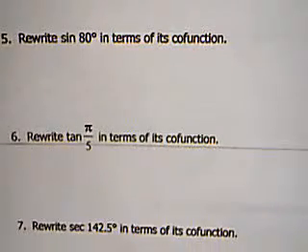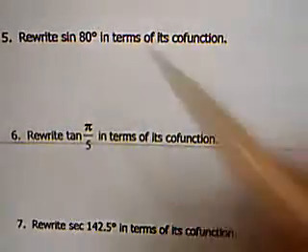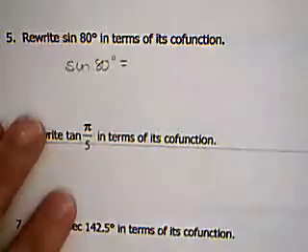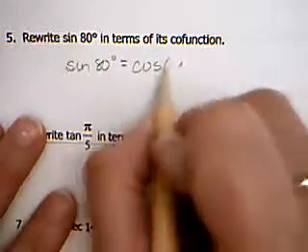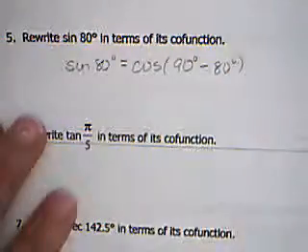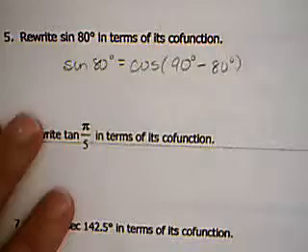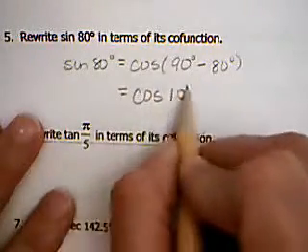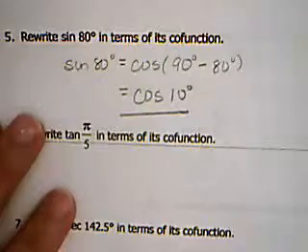Okay, number 5 says rewrite sine of 80 degrees in terms of its cofunction. Okay, you've got to remember, what's the cofunction of sine? Well, it's cosine. So I can use the cofunction identity to say that the sine of 80 degrees is equal to the cosine of 90 degrees minus 80 degrees. And I realize you may not have to write that out, but I'm just trying to use the formula, in which this would just be the cosine of 10 degrees.